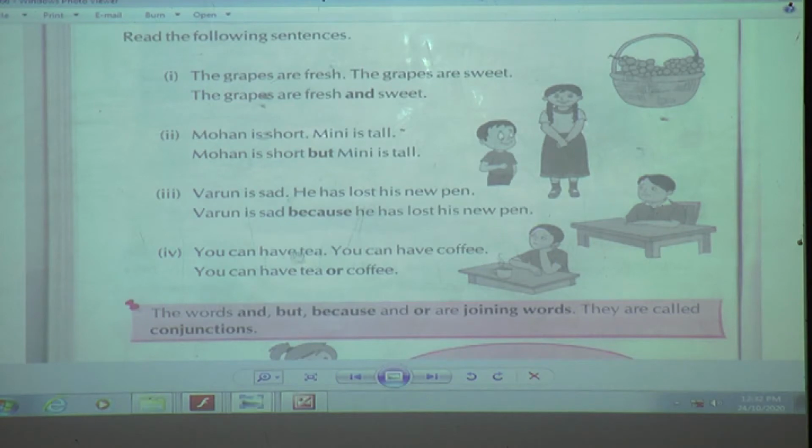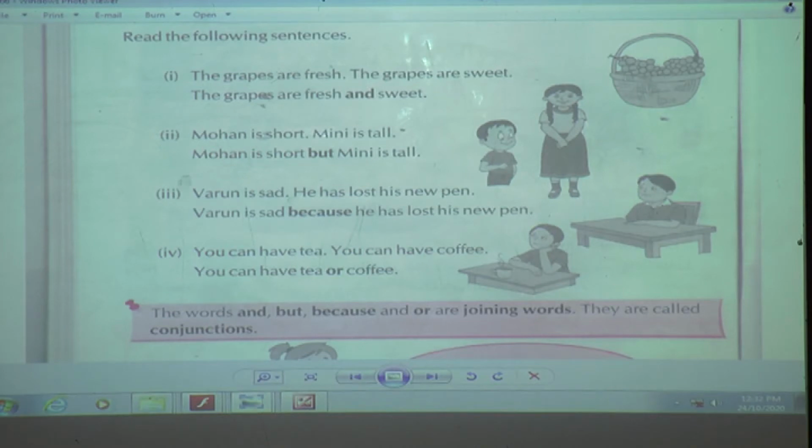Now you can have tea, you can have coffee. Now what is given over here? You can either have tea or you can have coffee. Means here two options or two choices have been given to you. So instead of writing two sentences, which word has been used, students? Or. You can have tea or coffee, and you can make it a simple sentence.